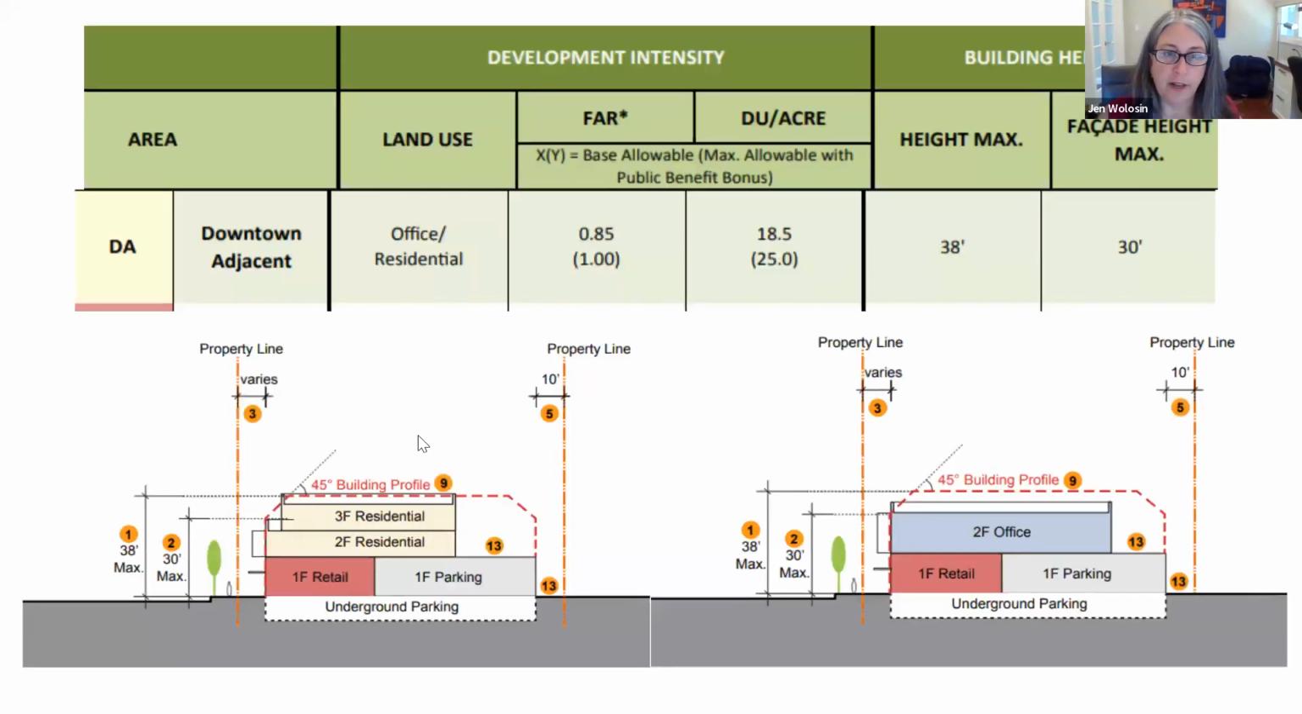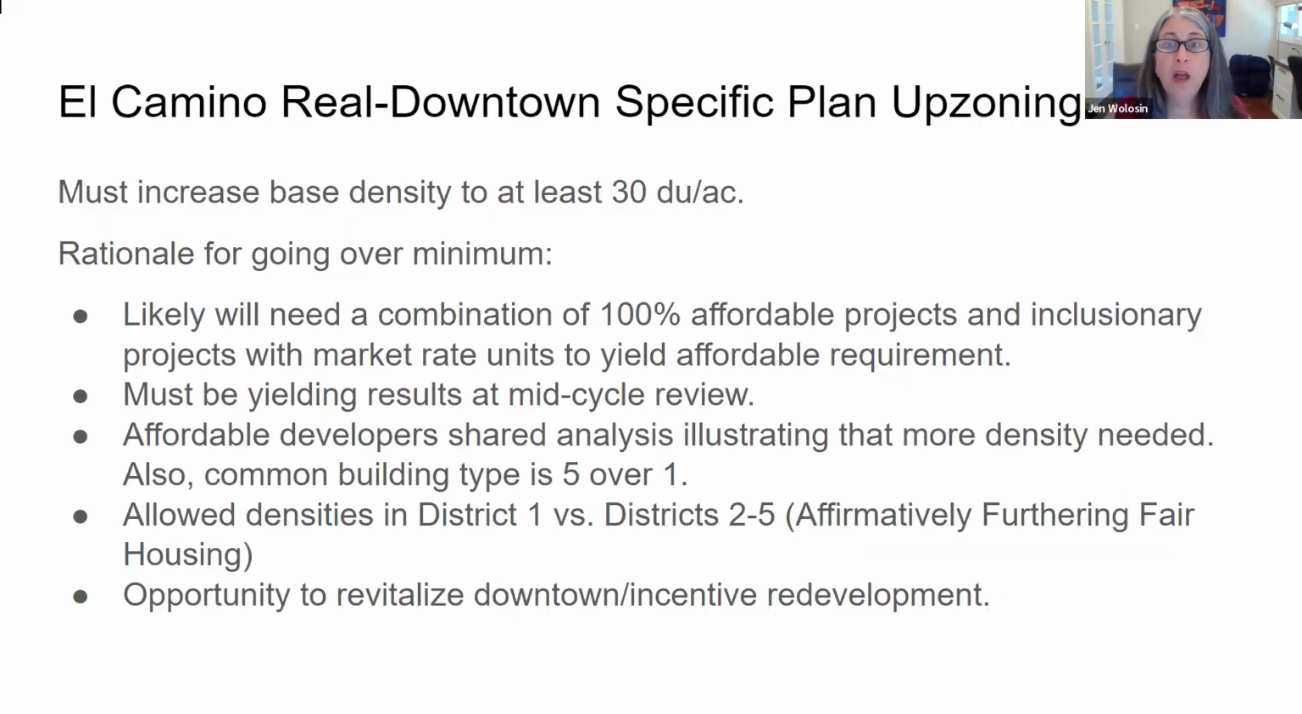And so these were showing heights of residential of about 3 stories and office of about 2 stories. So I just wanted to give you a sense of what was anticipated in the downtown specific plan. So we need to what's called upzone, or allow for more density and intensity in that area.